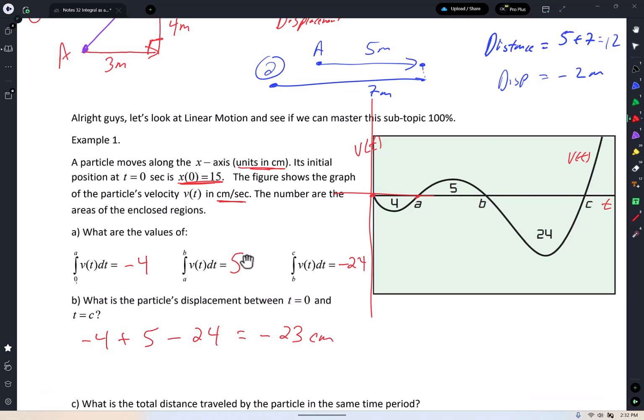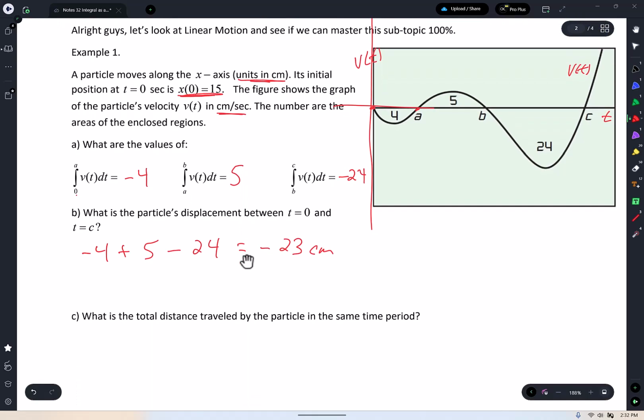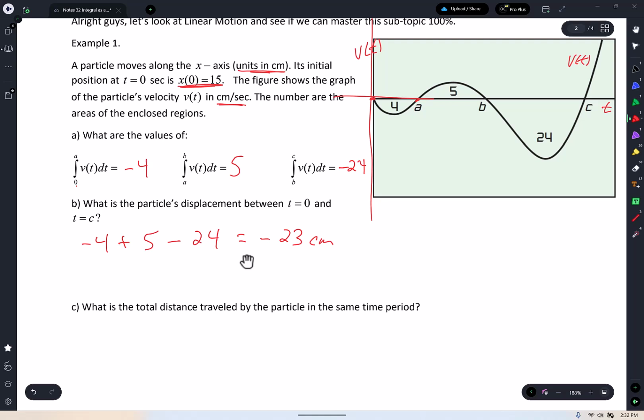I don't see anything crazy. Yep, everything looks good to me. What is the total distance traveled by the particle in the same time period? Well, if I want total distance, instead of that being a negative 4, I have to take the absolute value. So what's the absolute value of negative 4? 4, and then 5 is already positive, 5, and then that negative 24 turned into a positive 24. So 24, 5, 29, plus 4, 33 centimeters.